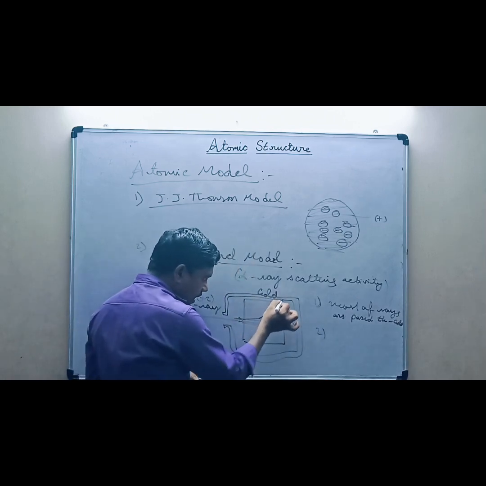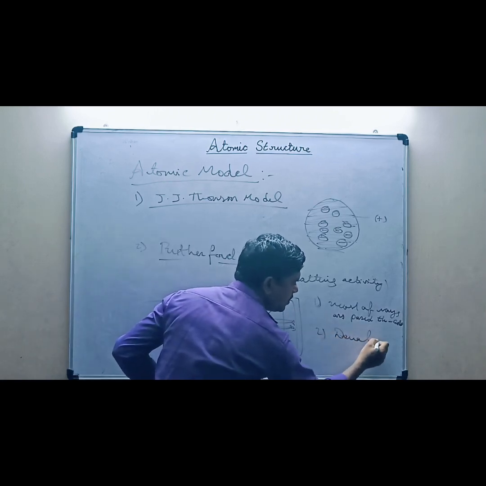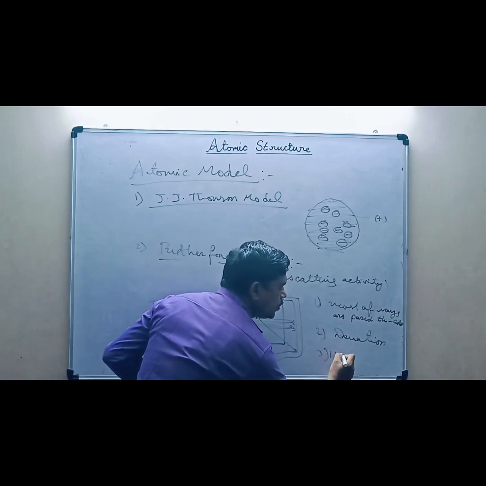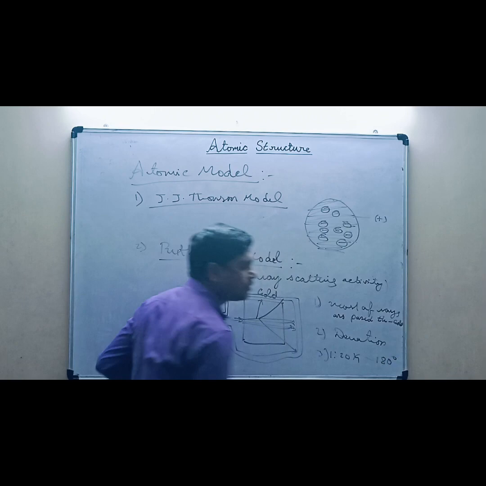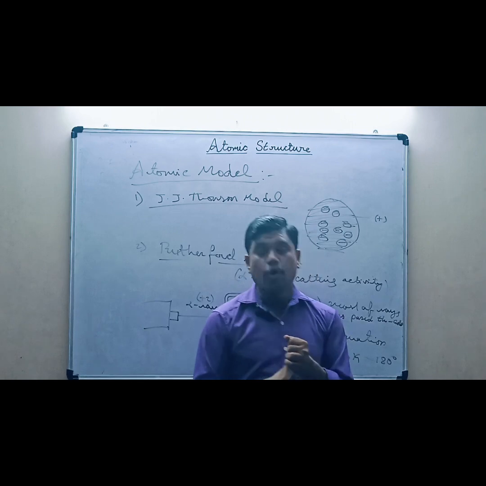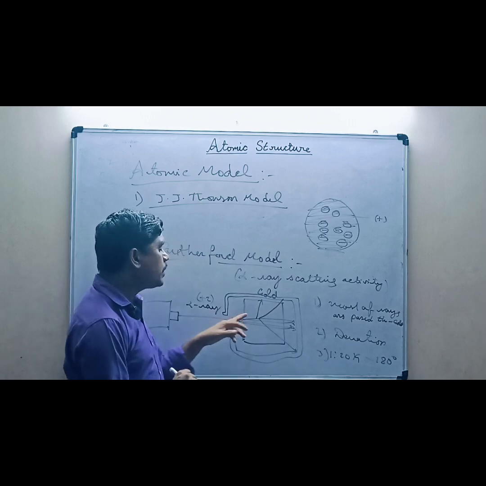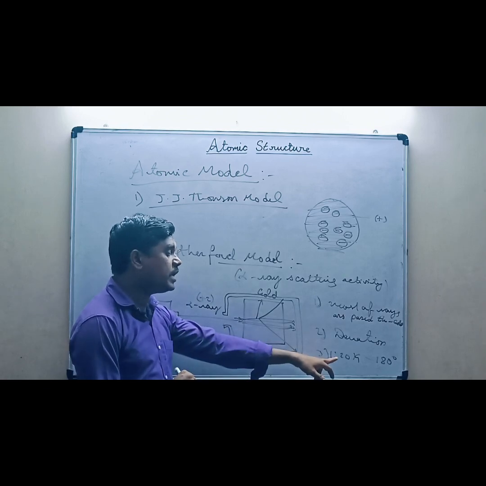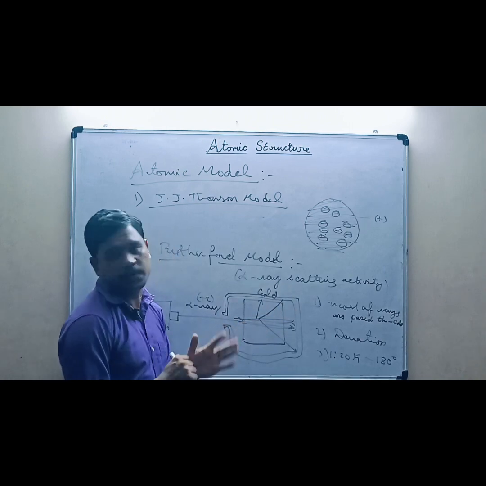Next, some rays took a deviation and were detected at a different angle, and 1 out of 20,000 rays bounced back exactly at 180 degrees. So these are the three observations. First, most of the rays could pass through the gold foil. Very few rays took a deviation at different angles. And 1 out of 20,000 rays bounced back at 180 degrees.